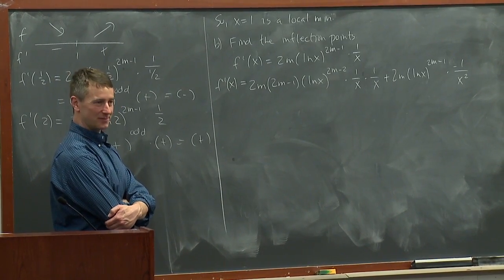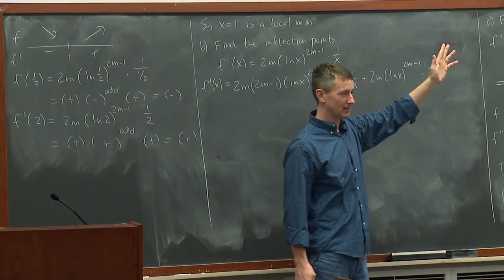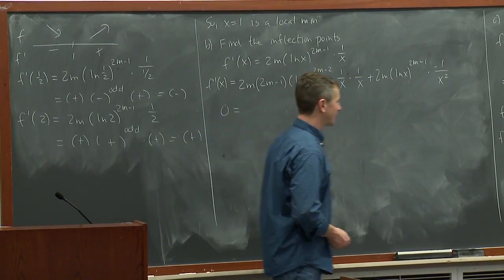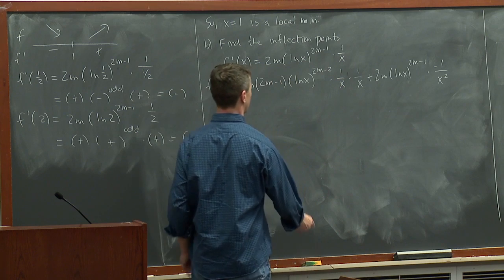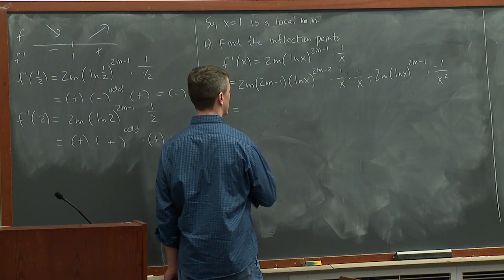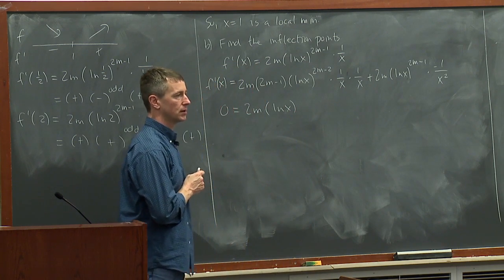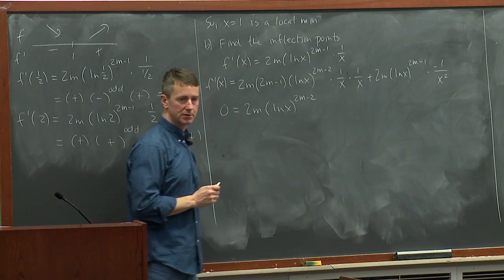All right, these are always fun. This can be undefined when x is 0, right? We're dividing by 0 all over the place here, but 0 is not in our domain. So all we have to do is set this equal to 0. And we'd like to factor out as much as we can. So we've got to find terms that appear on both sides of the plus sign here. They both have a what? They both have a 2m. They both have ln of x to at least what power? 2m minus 2. Right? That's the smaller of these powers.